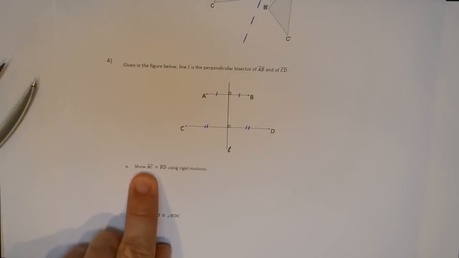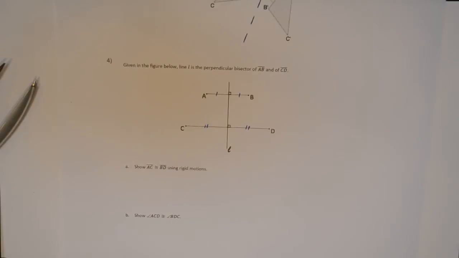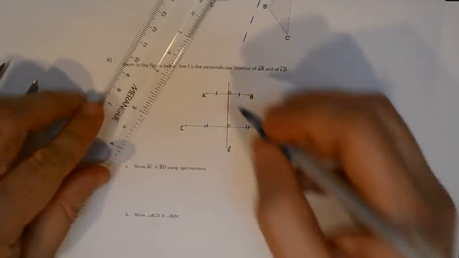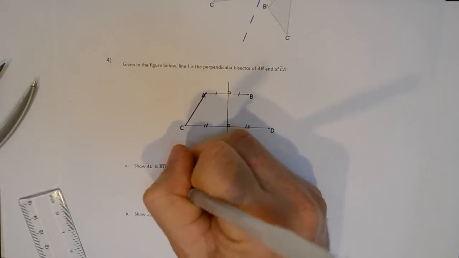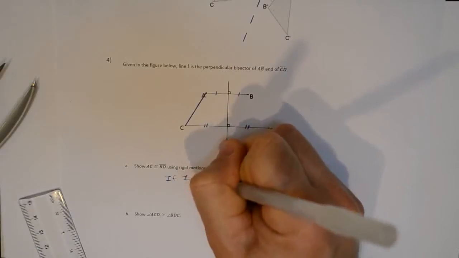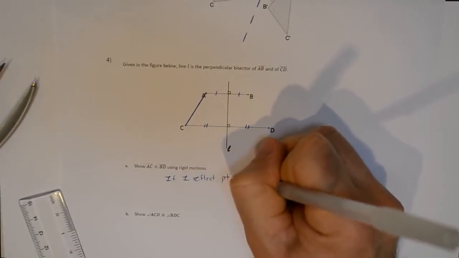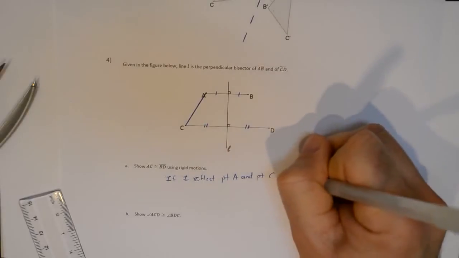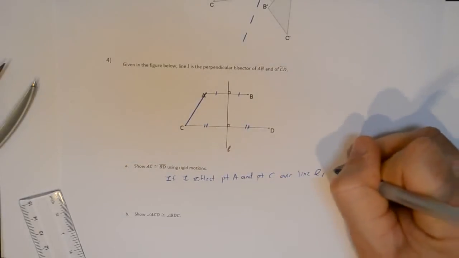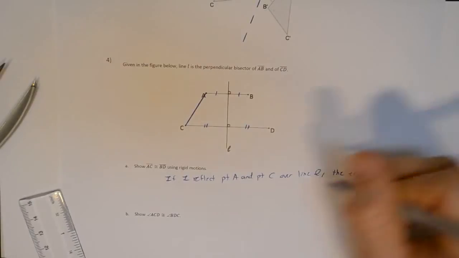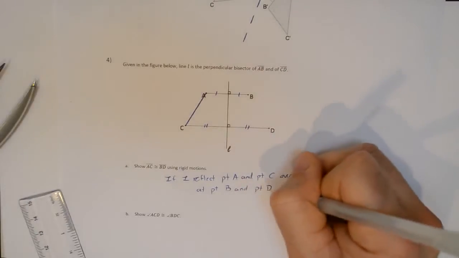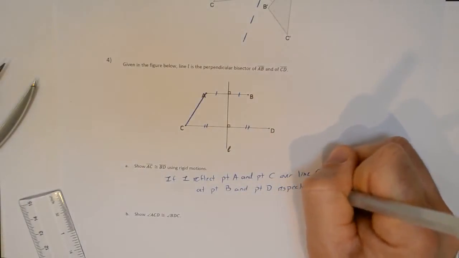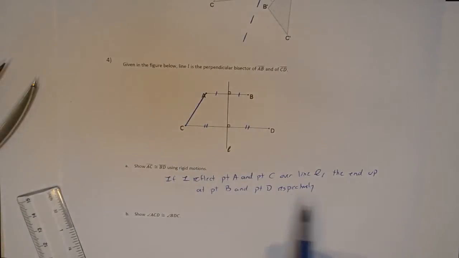So, how could we show that AC is congruent to BD using rigid motion? Well, it's pretty simple, really. If you think about AC, we can go ahead and draw it in, right? So, if I reflect point A and point C over line L, they end up at point B and point D, respectively. Respectively means in the same order, so I'm saying that A goes to B and C maps to D.